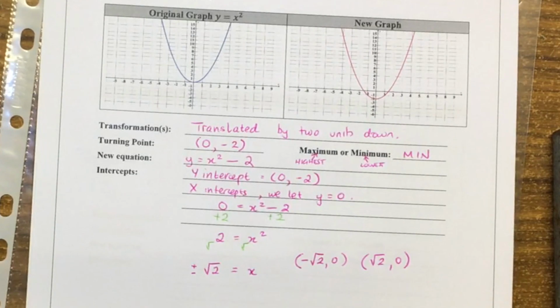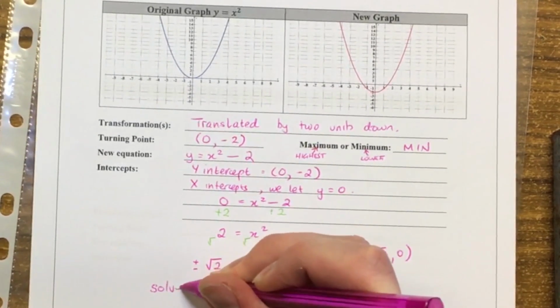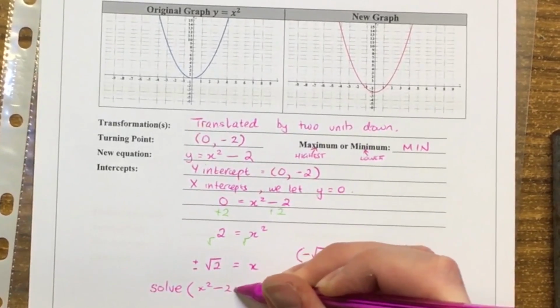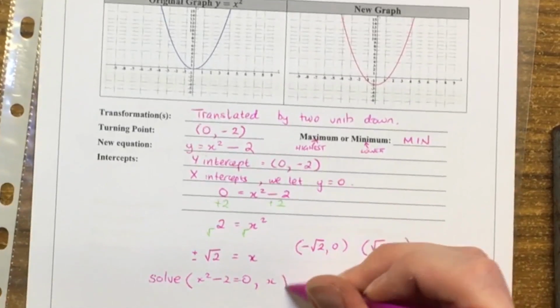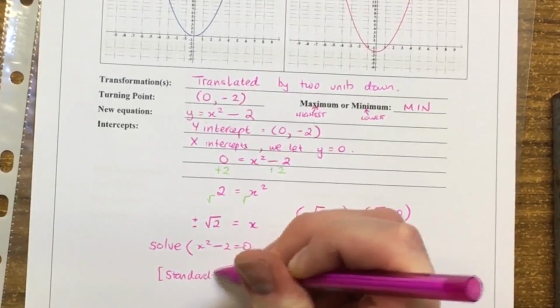And if you were curious how to do that in a calculator, you would just use the solve function, and then you would have x squared minus 2 equals 0, comma, x. And I would also make sure it said standard on your calculator.